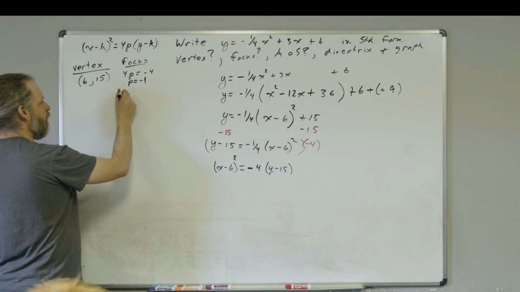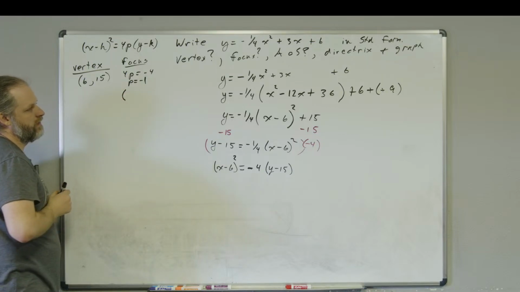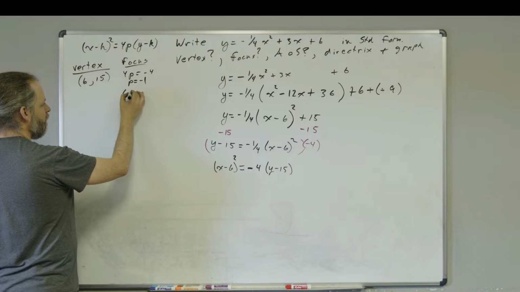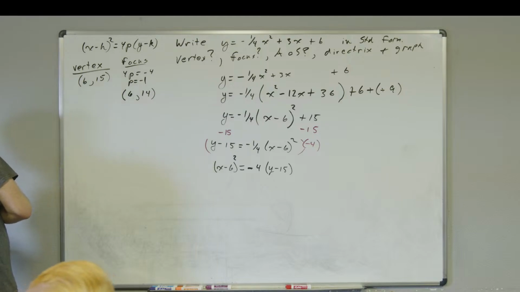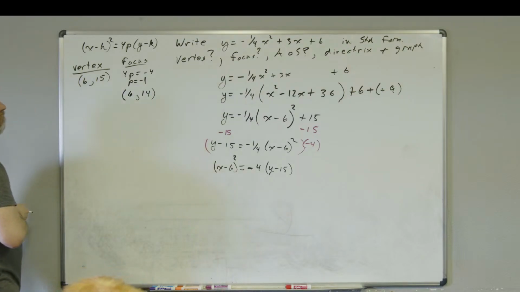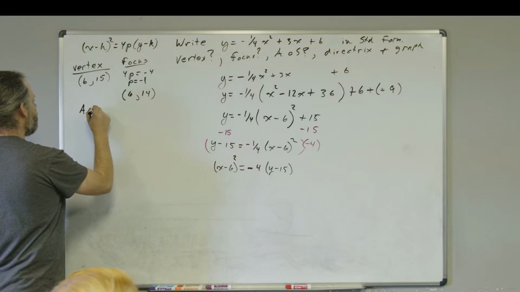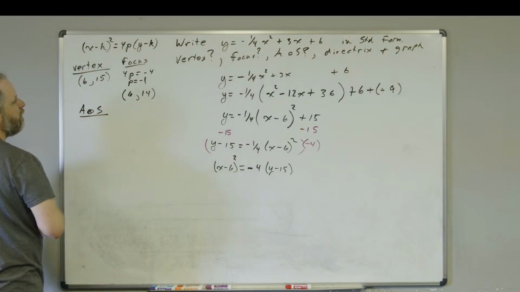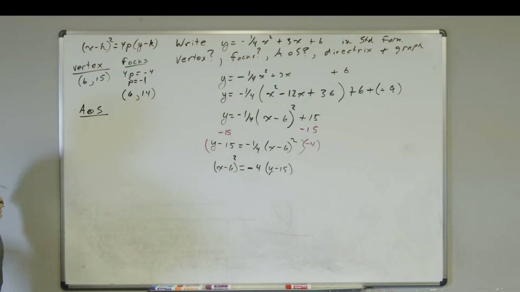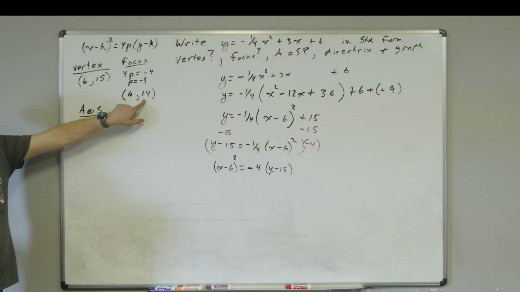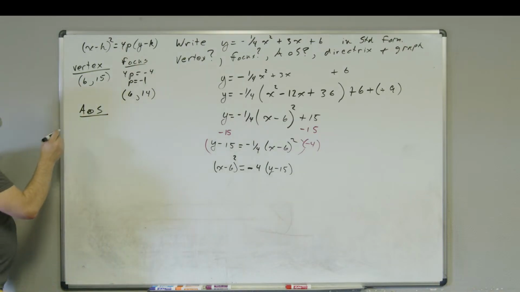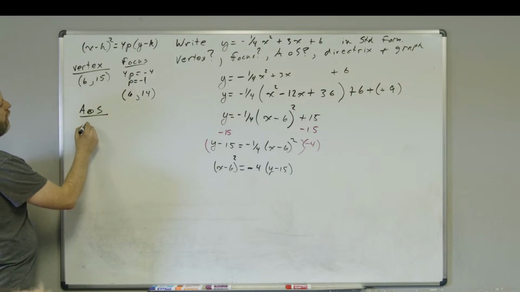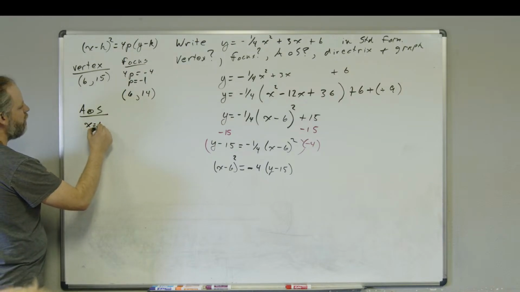Okay. So the focus in our problem will be 6, 14, right? Yeah. What about the axis of symmetry? I'm sorry, I was writing something. 6, 14. Where did it come from? Because h and then k minus 1, or k plus p. It'll be 6. It will be x equals 6.